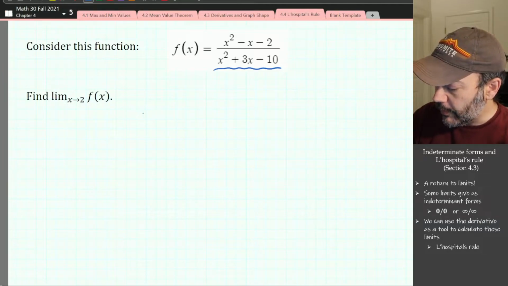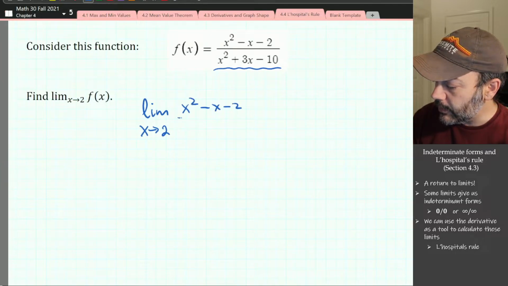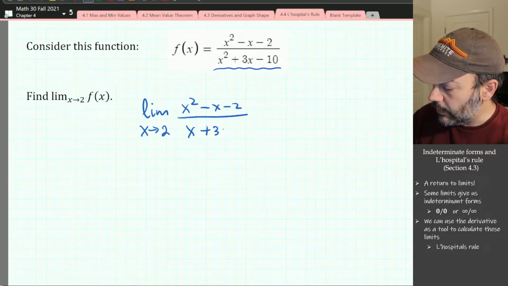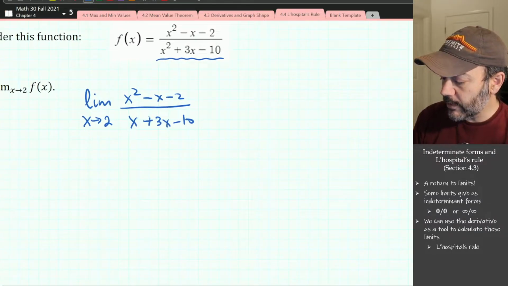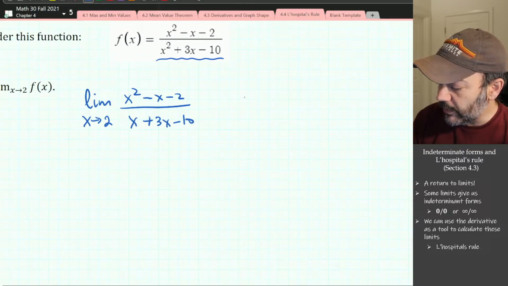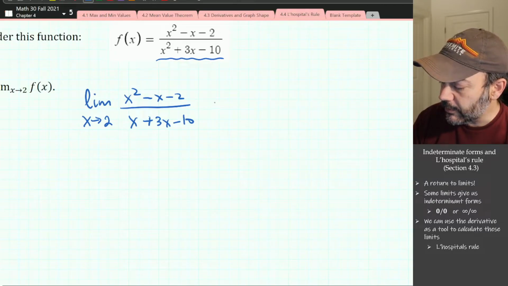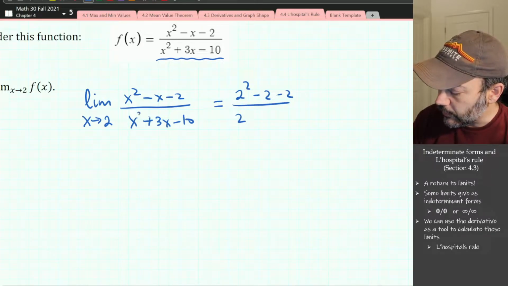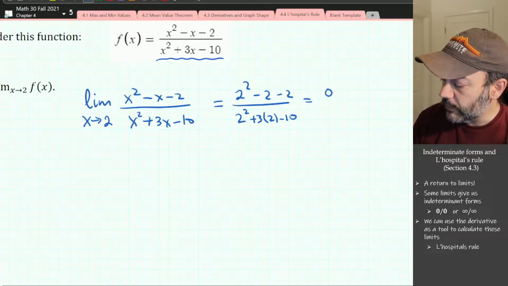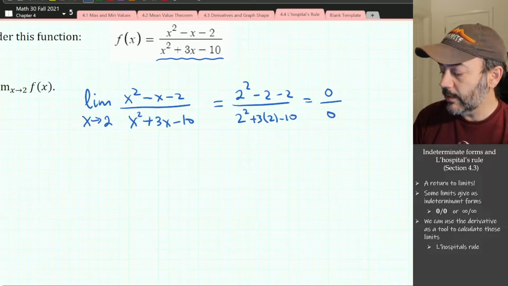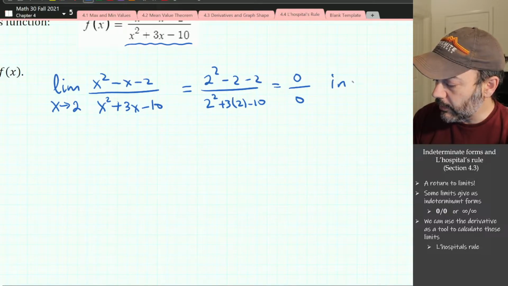So review, remember, back in chapter 2, if we wanted to find the limit as x goes to 2 of x squared minus x minus 2 over x squared plus 3x minus 10, the first thing you would try is direct substitution, and you would say, okay, what does this equal? And you can try direct substitution, but what you will find is you're going to get 0 over 0. Let's just actually show that. If you tried direct substitution, you would get 2 squared minus 2 over 2 squared plus 3 times 2 minus 10. This is 4 minus 2, which is 0. And this is 4 plus 6 minus 10, which is also 0. Okay, so this is indeterminate.